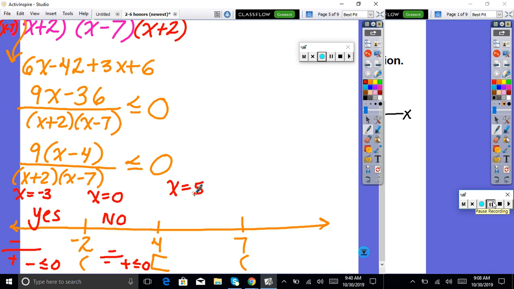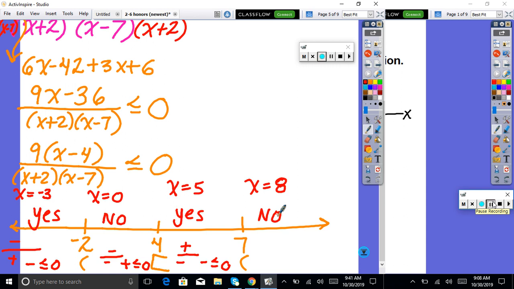So on top, we're going to have a positive. On bottom, we're going to have a positive and a negative, which is a negative. So a positive divided by a negative is a negative. Is that less than or equal to 0? Yes. And then we're going to plug in maybe x equals 8. So then, when we plug in 8, we get positive, positive, positive, don't we? Positives are not less than 0. So it's no. Okay, so here we go.